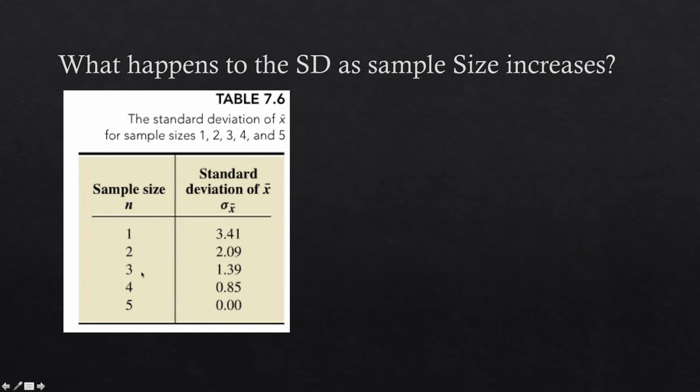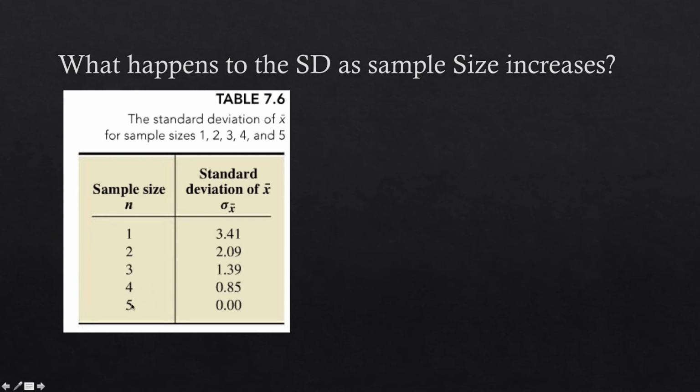As the sample size increases, 1, 2, 3, 4, 5, notice: here is 3.41, which is when we took the regular population standard deviation. Here is when we selected 2, that's what we just got. If you select 3, this will be your standard deviation of your sample mean.